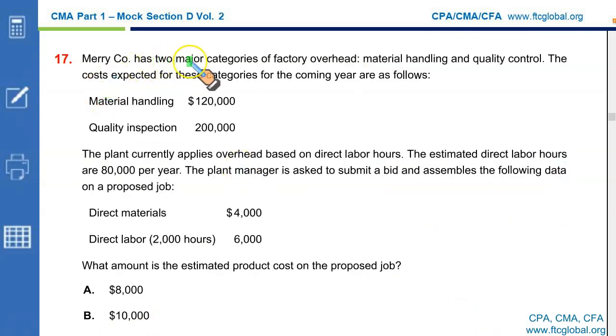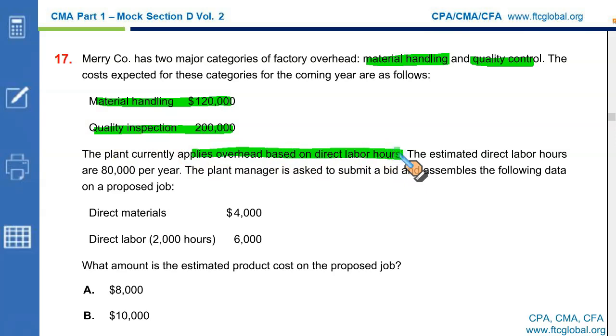Mary Company, two major categories of factory overheads are material handling and quality control. These are the two major categories of manufacturing overhead or factory overhead. The cost expected for these categories for the coming year are as follows. Material handling is going to be $120,000, quality inspection $200,000. The plant currently applies overhead based on direct labor hours. This is the application base.